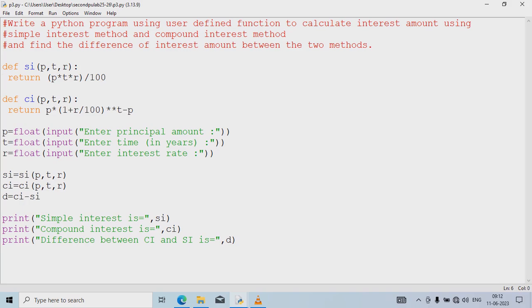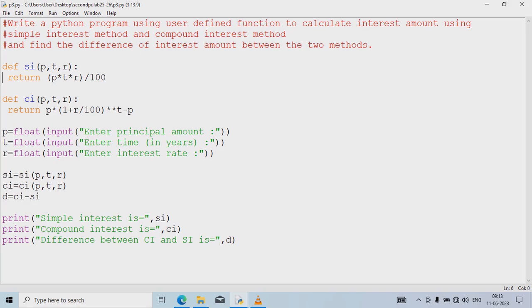Okay, compound interest means the interest will be calculated on a yearly basis, and on the accumulated interest also they are again calculating interest. That is called compound interest. The difference between simple interest and compound interest is that simple interest is charged continuously. There is no interest on interest. That is simple interest. Compound interest means if the interest is accumulated, on that interest again they are going to calculate interest. That is called compound interest.